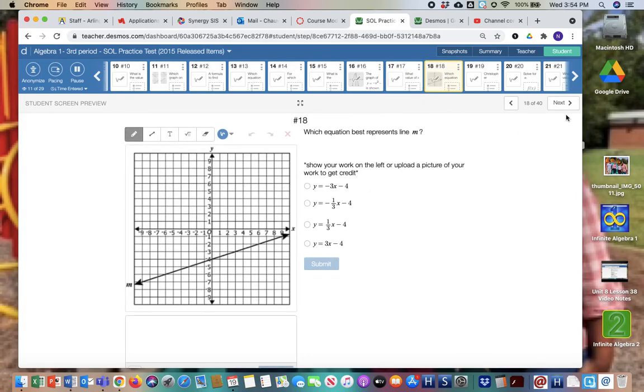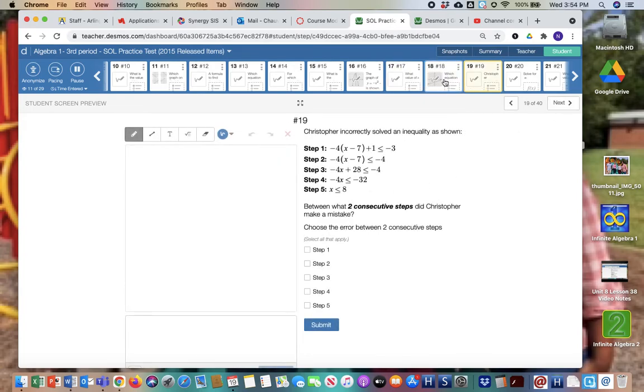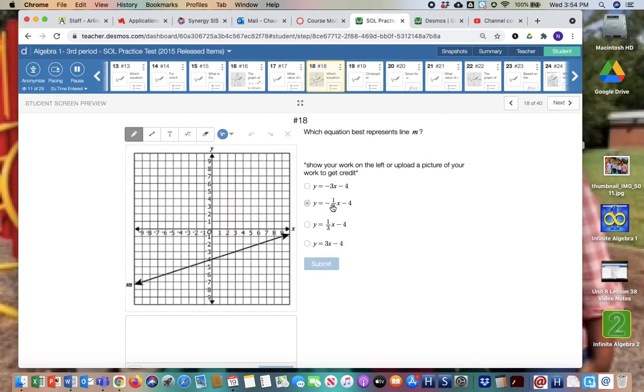All right. Which equation best represents line M? Oops, sorry. All right, so again, you should be able to get this just from here. Oh, that's a y-intercept at negative 4, which all of them have, and let's count the slope. Here's another point, so we go up 1, right 1, 2, 3. So we need up 1, right 3, which is a 1/3 right here.